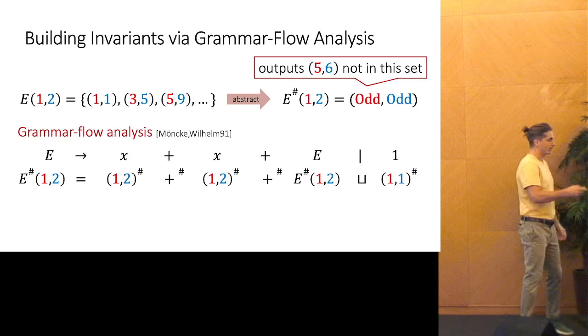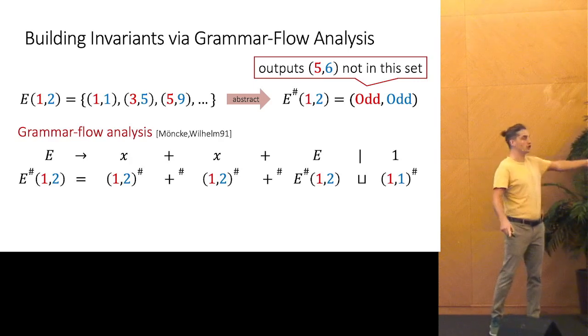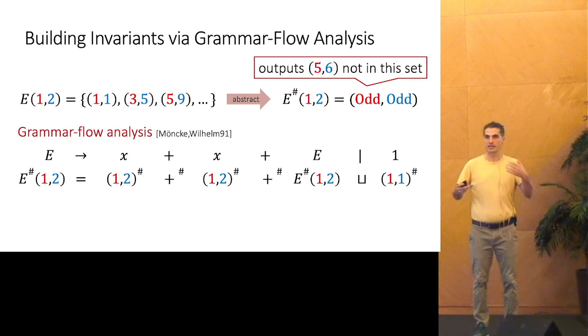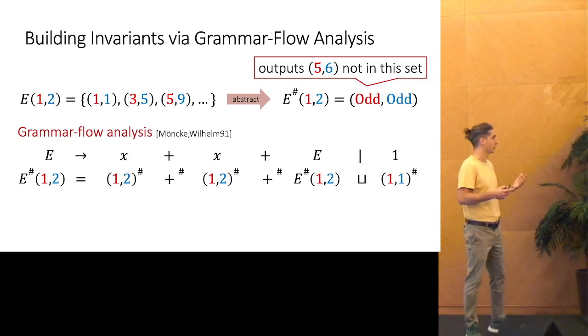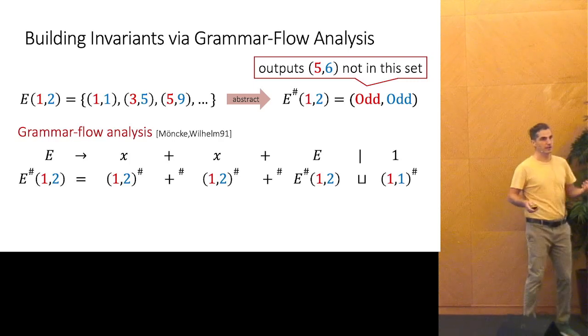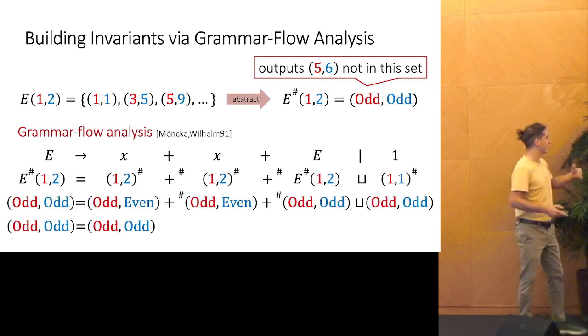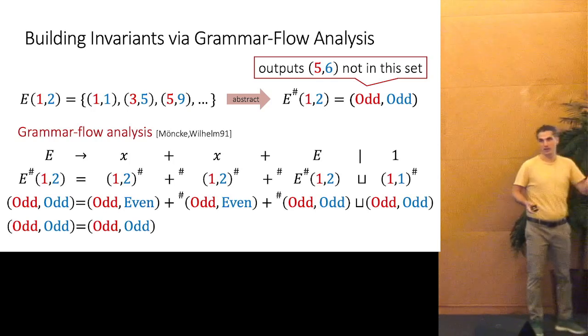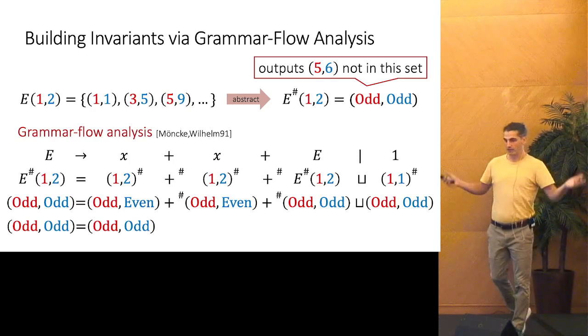And notice that there is a recursive call to E sharp 1, 2. So the definition of this is an equation. This is basically an abstract equation. And now I can solve this by applying my abstraction. So in this case, E sharp 1, 2, I said it's odd, even, clearly, because 1 is odd and 2 is even. And everything else is going to be like that.